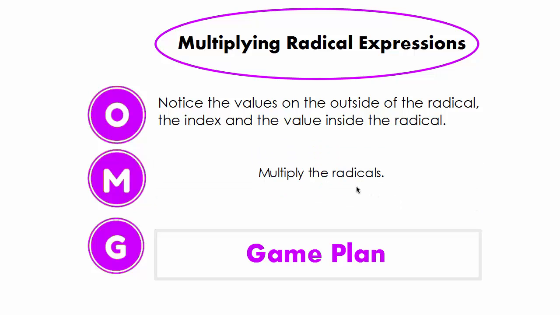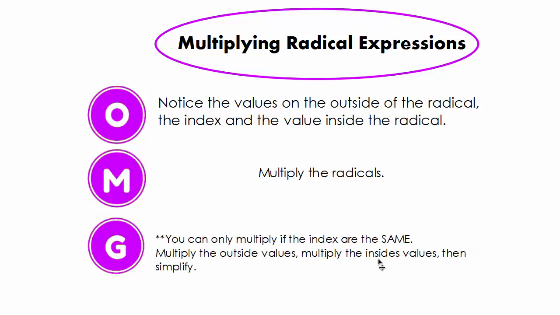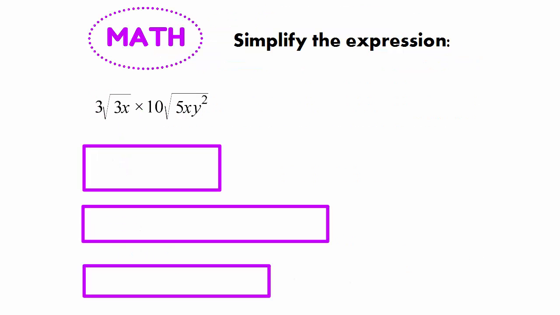Our mission is going to be simply to multiply the radicals, and our game plan for doing this is, first, we have to check to make sure the index is the same. If the index is not the same, you can't multiply. If it is the same, you're going to multiply the outside values, your coefficients, multiply your inside values, your radicands, and then simplify.